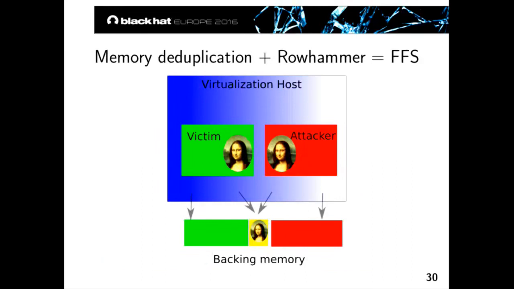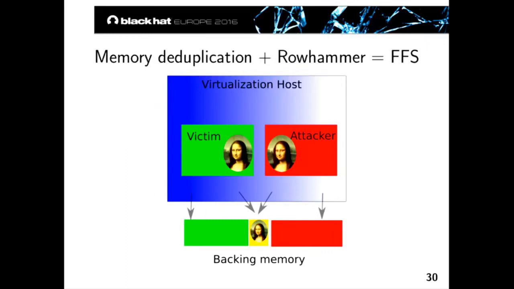Now, put the two together and you can start to see how Flip Feng Shui works. If you've picked a target page in the victim VM and you've decided which bit you want to flip there, then you find a piece of physical memory that produces the right bit flip with respect to a page offset, and then force the victim VM to use that part of physical memory for its data. And you can do this using memory deduplication.